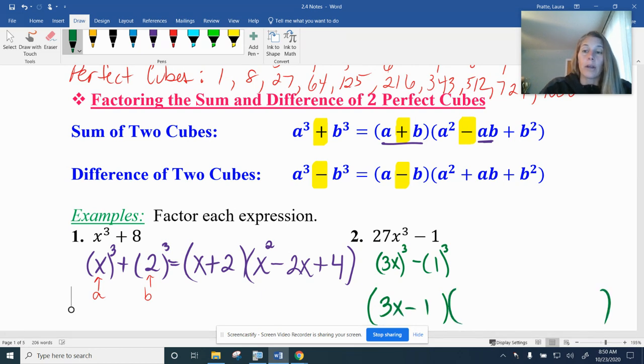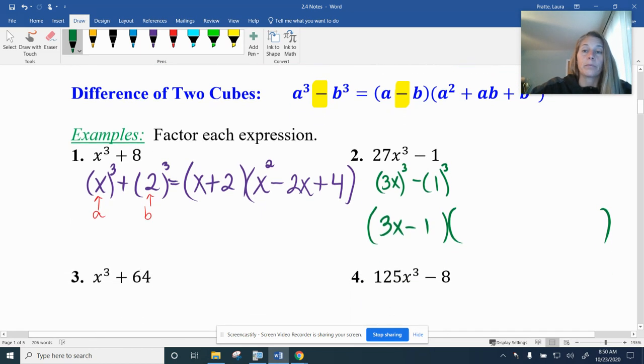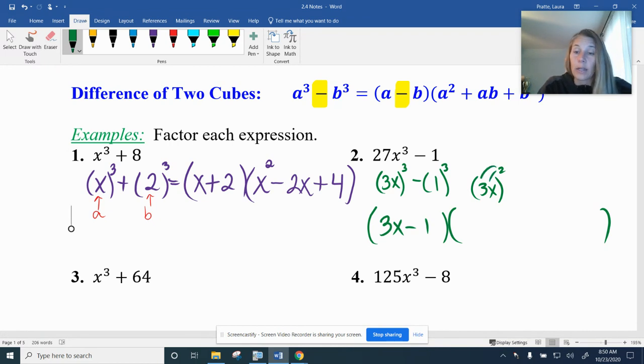And then in my trinomial, I'm going to do 3x squared. Now be careful, because when you do that, remember the 3 and the x are getting squared, so it's actually going to be 9x squared, which is a common mistake. Sometimes people forget to square the number as well as the variable.